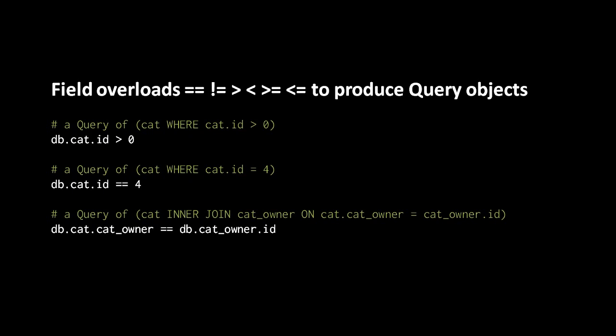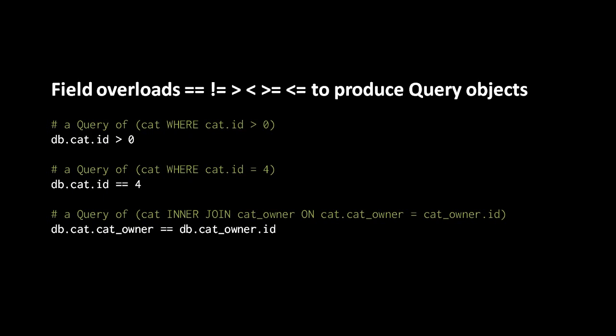Likewise, in the second line, first db.cat.id, that's a Field object representing the id column of the cat table, and when we use the equality operator on a Field object, when the field is the left operand, that's actually invoking the method __eq__ of the Field class, and to that is being passed first the field object itself and then the argument 4.